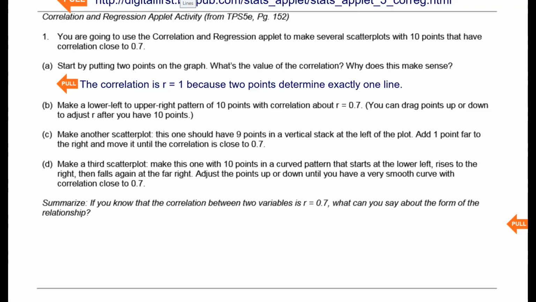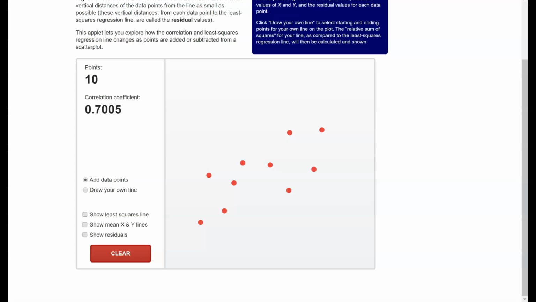In part B, you're asked to make a lower left to upper right pattern of 10 points with a correlation of about R equals 0.7. So this might be what your applet looks like. I have 10 points here. My correlation is about as close to 0.7 as I'm going to be able to get. And I hope you notice that you can grab these points and move them, and as you move them, the correlation changes accordingly.